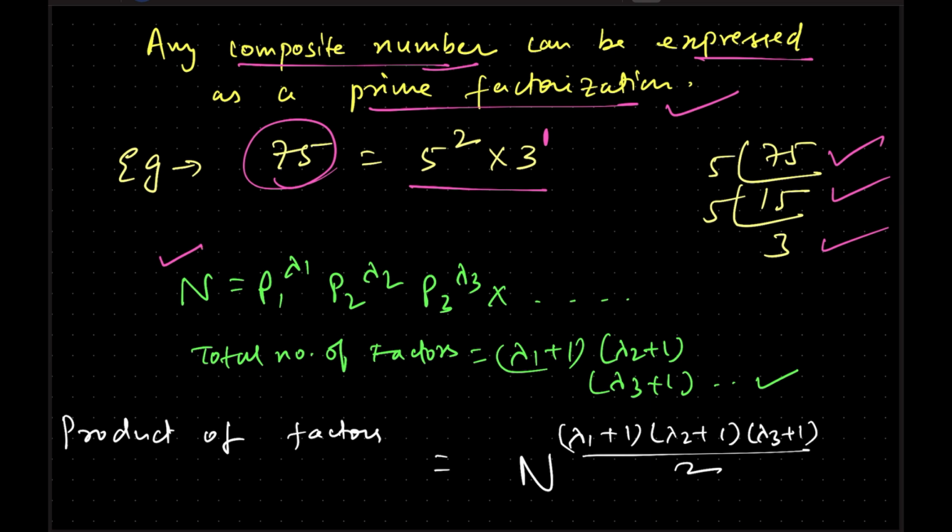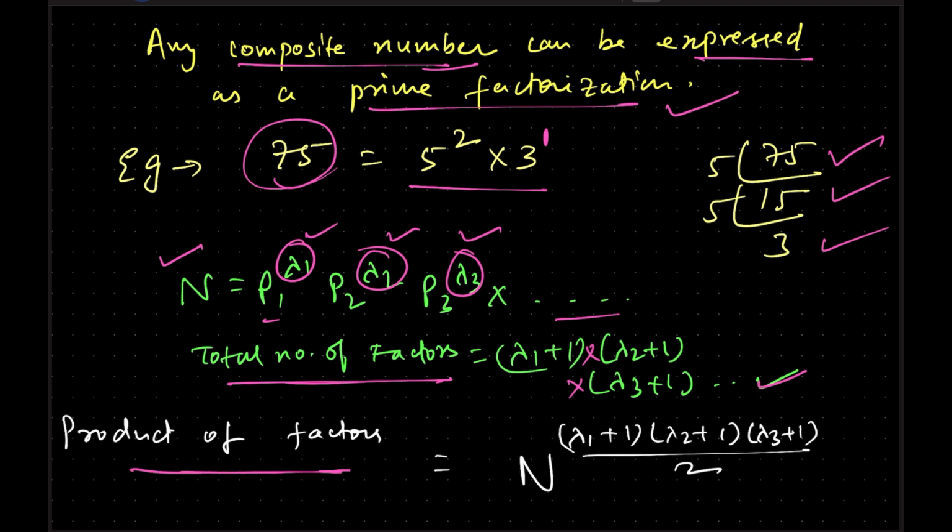Suppose a number n is p1 power lambda 1, p2 power lambda 2, p3 power lambda 3, and so on. So the total number of factors will be (lambda 1 plus 1) into (lambda 2 plus 1) into (lambda 3 plus 1), and so on, where lambda 1, lambda 2 and lambda 3 are the powers of the prime factors. Similarly, if the product of the factors is asked, then it is the number n itself to the power of the total number of factors divided by 2. This is the total number of factors, (lambda 1 plus 1)(lambda 2 plus 1)(lambda 3 plus 1) in multiplication form, divided by 2.